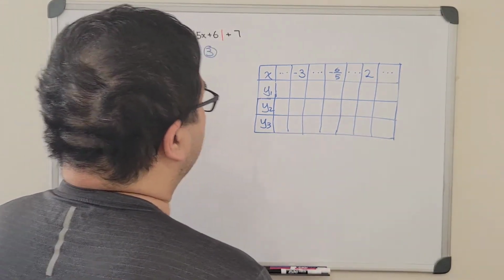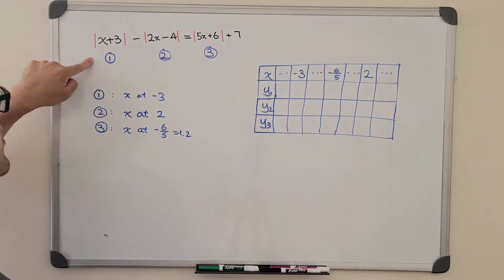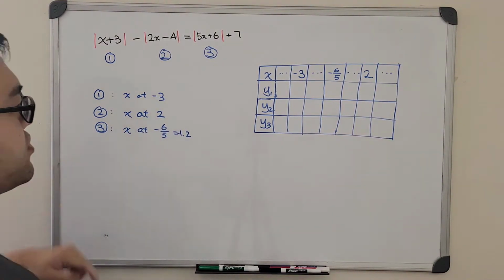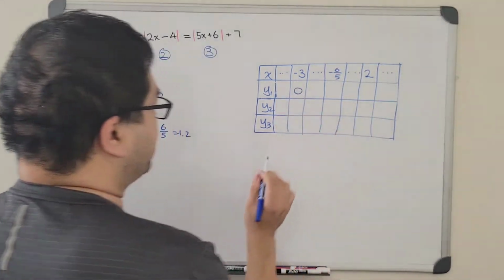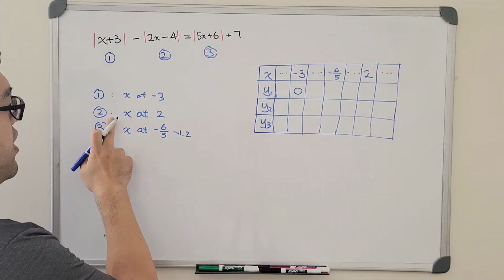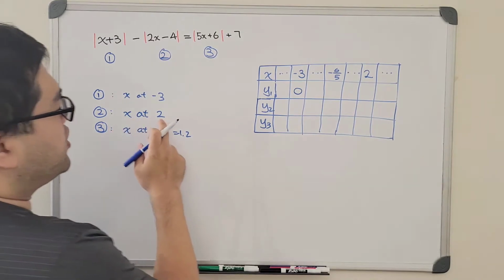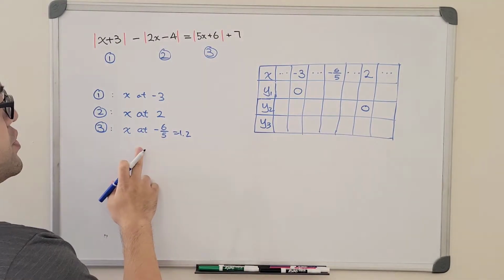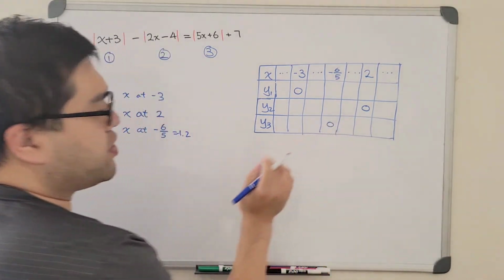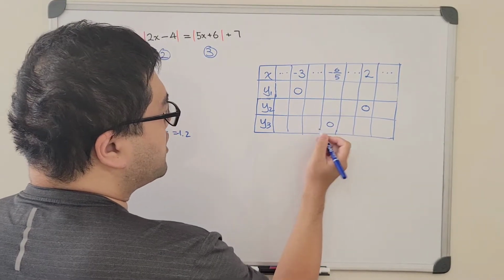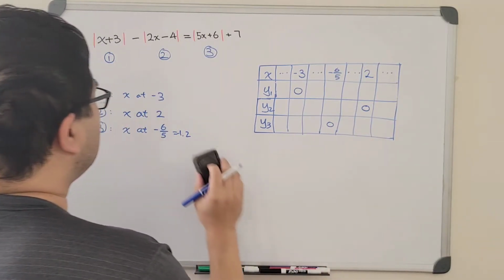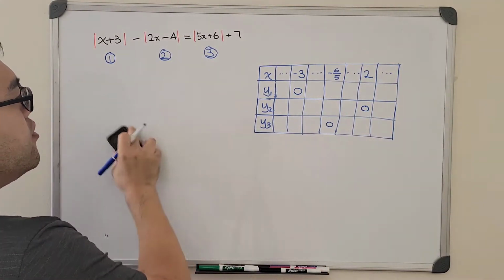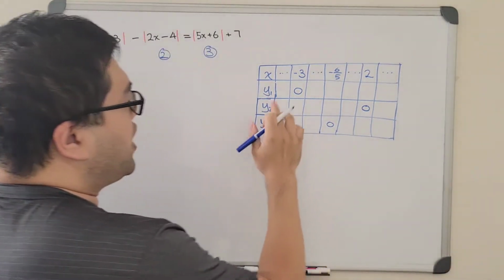Let's see what's going on. For the first term, when x equals -3, we get 0. So here we get 0. Now let's fill it in. For the second term, we have y equals 0 when x equals 2. For the third term, we will have a 0 in the middle. Great.